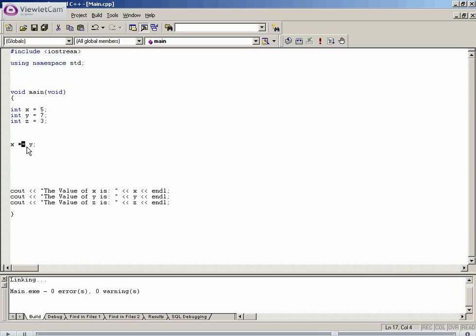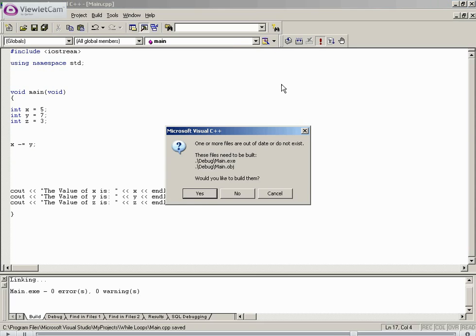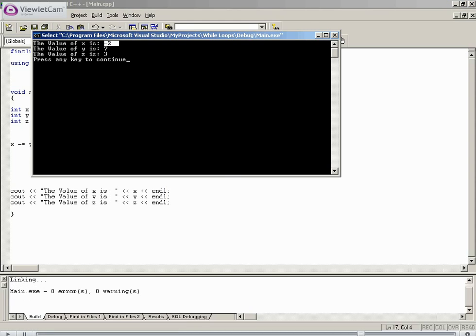But this, okay, what do you think that will equal? Let's see. Oh, I think I've got these the wrong way around. I apologise. There you go. There. See, x has been changed to 35, y and z are staying the same.